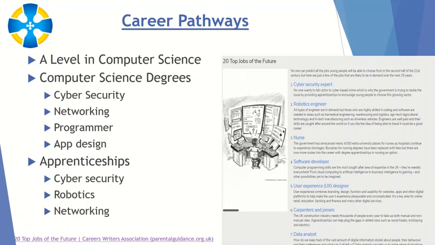But you can see from parentalguidance.org that the top 7 jobs, a lot of them jobs for the future, all contain a certain degree of computing. Cybersecurity expert, as I said previously, a massive industry to go into. Robotics, so if you're thinking about engineering, computer science is a brilliant partner to that. Software developer, a designer, graphical designer, and a data analyst. So all of these you could be looking towards if you take computer science.